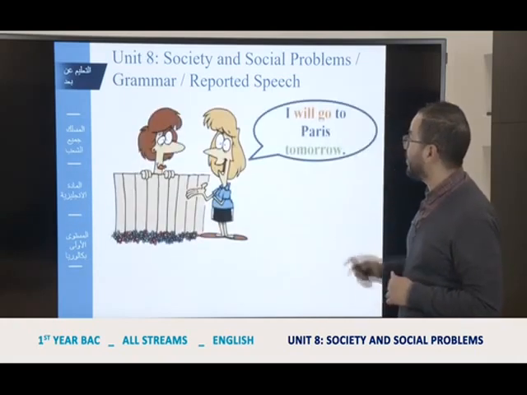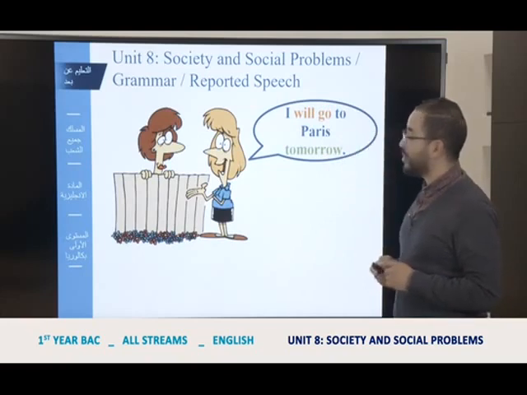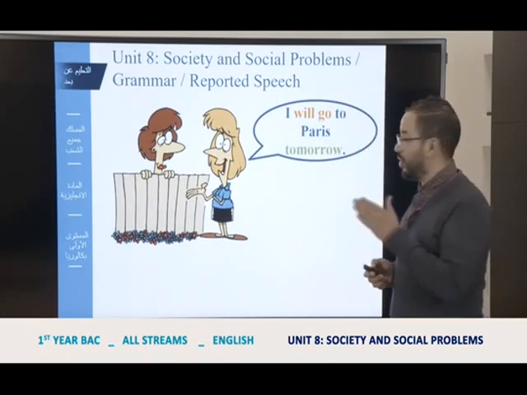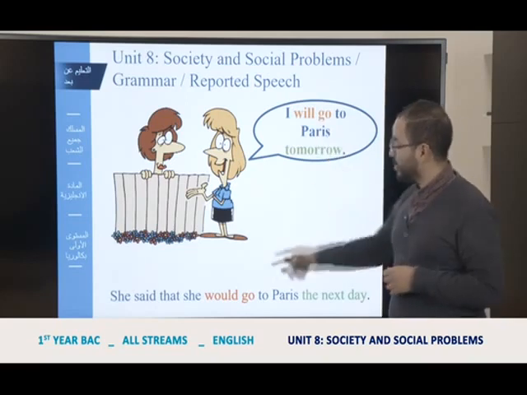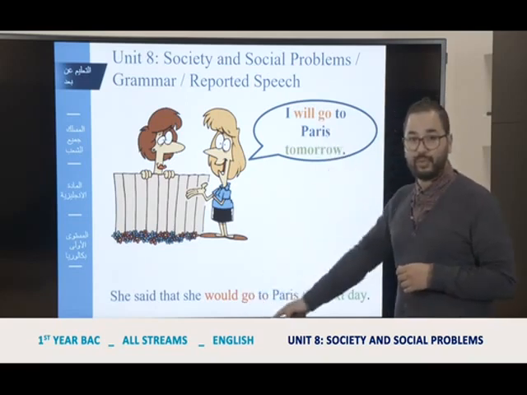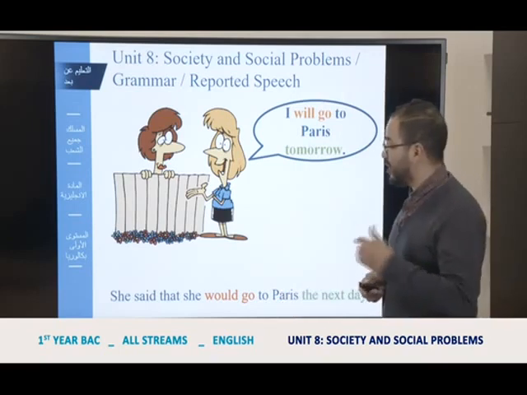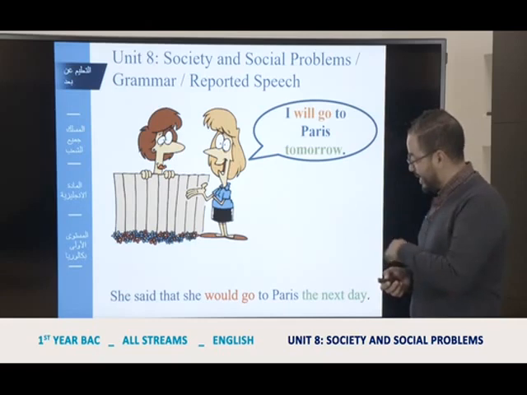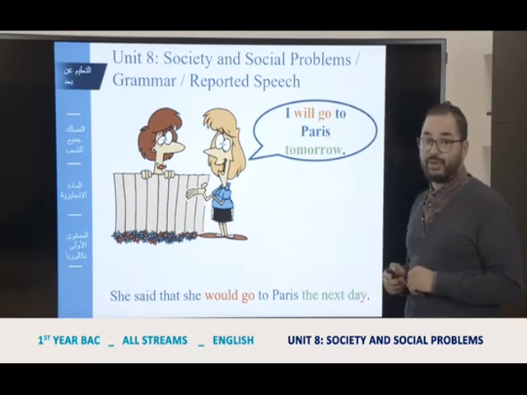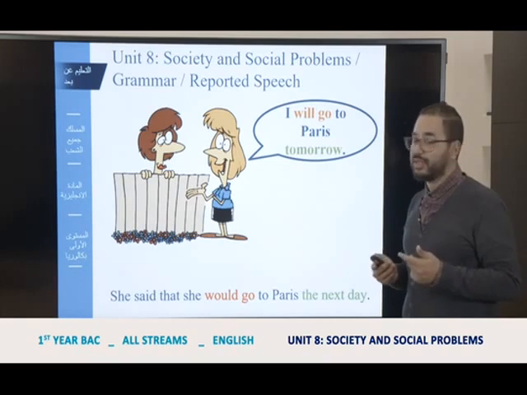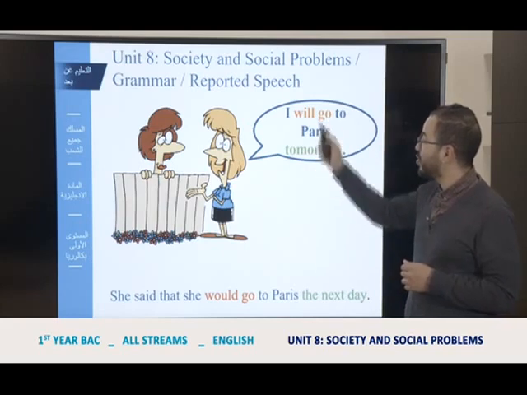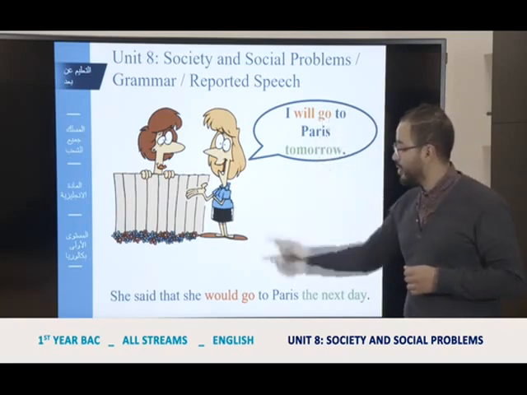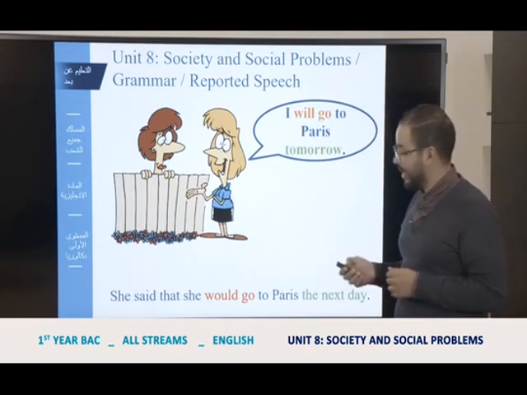Another example, "I will go to Paris tomorrow." This is the direct speech. Here, the indirect speech is she said that she would go. Will becomes would, and we keep the verb, okay? We don't conjugate after would. So, she said that she would go to Paris the next day. We don't use tomorrow, according to the context or the situation, but generally we change tomorrow, it becomes the next day. Just pay attention to will and tomorrow. Will is would and tomorrow is the next day.